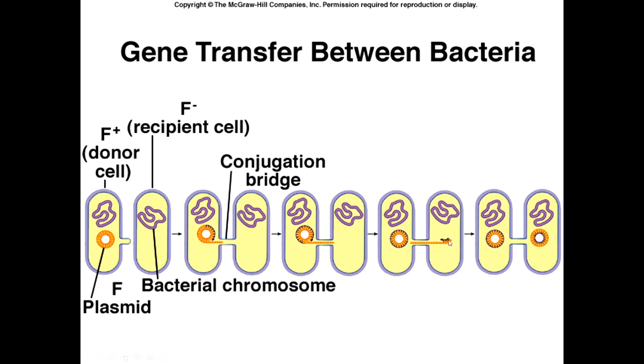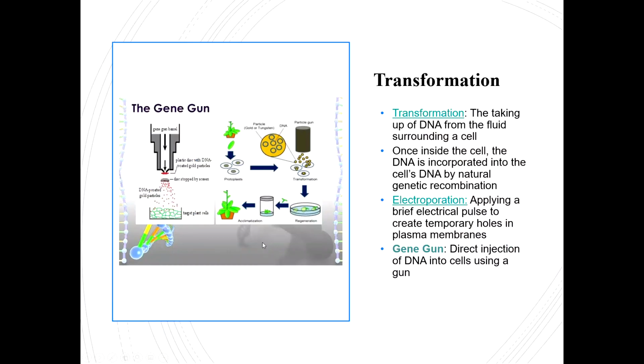And as that happens, that strand is being replicated. So the DNA replicates as it's being passed over to the F minus recipient cell, and now they are both F pluses. So again, this is all done through this conjugation bridge, which is called a pilus, singular, or pili, plural. So how do we get DNA into cells again?